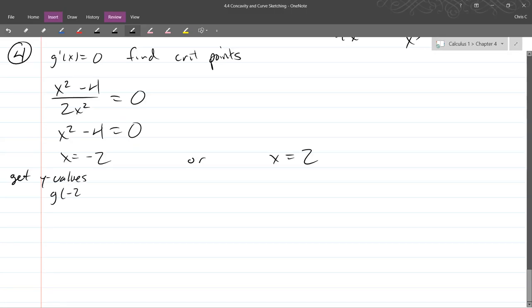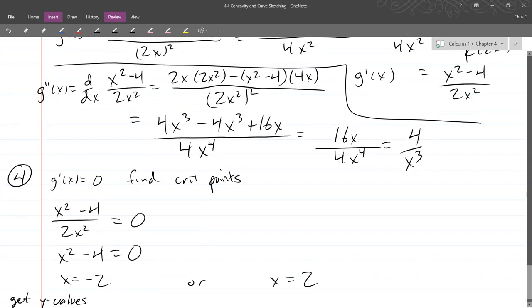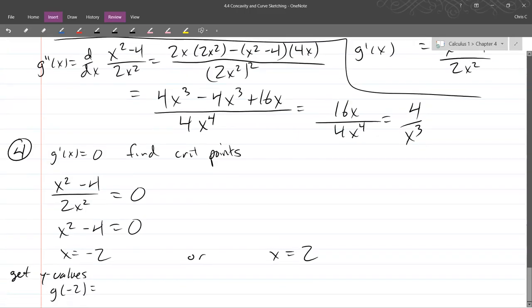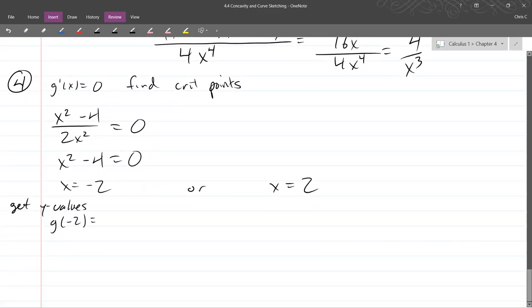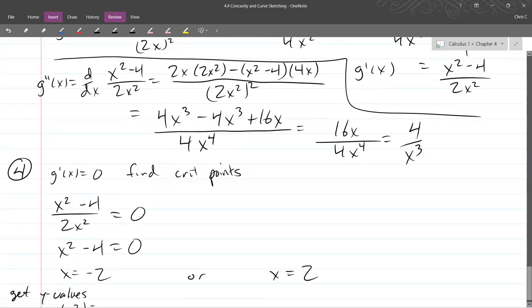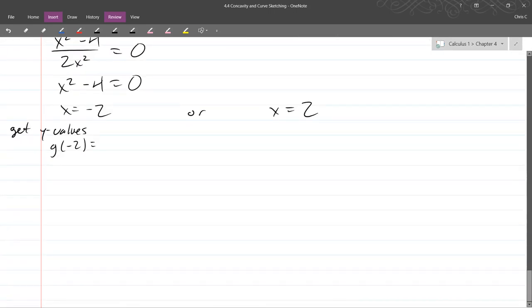Third on your double derivative? So it was x to the fourth, yeah. All right, g of negative 2, wherever g... oh, I have it on my paper. So we got negative 2 squared plus 4, divided by 2, negative 2. So that's 8 over negative 4, negative 2.